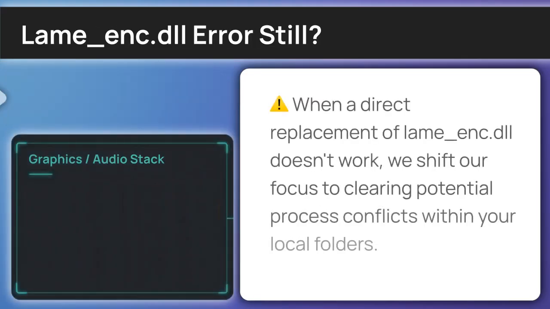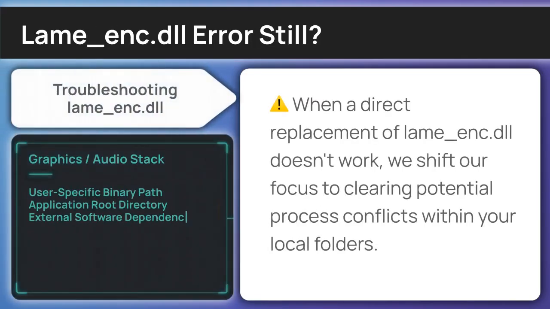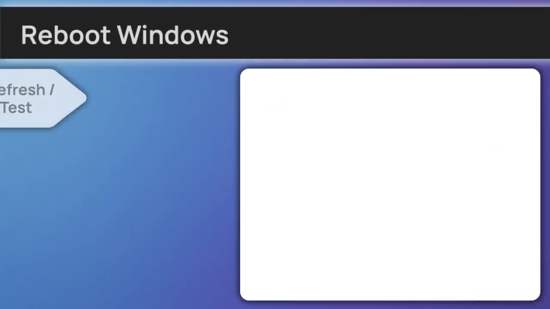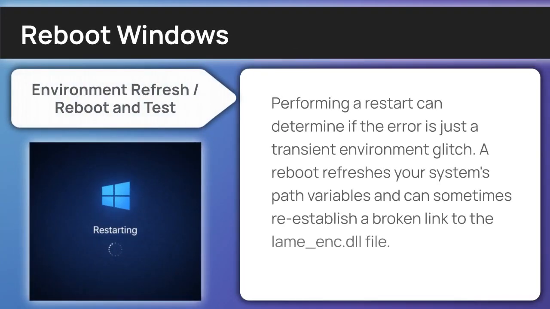If the Redistributable repair didn't resolve the pop-up, the next logical step is to analyze the local environment for process conflicts. A full system restart ensures that no background processes are currently locking the LAME encoder file. A fresh boot allows Windows to reinitialize its library map from a clean state.